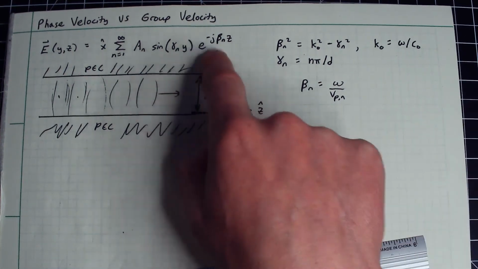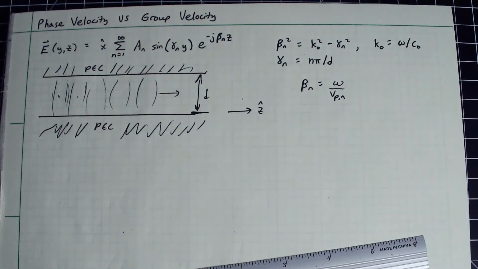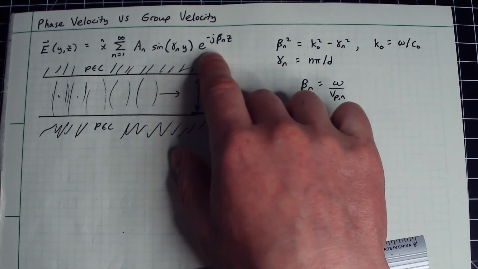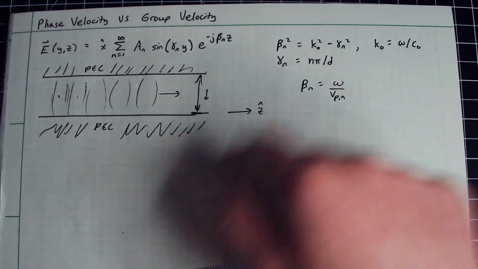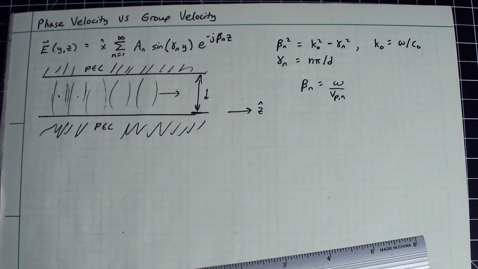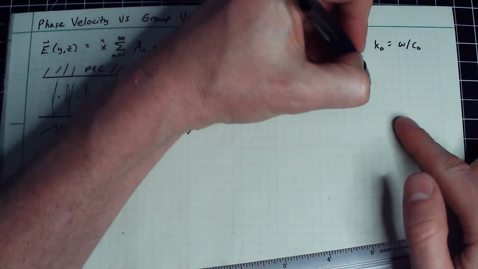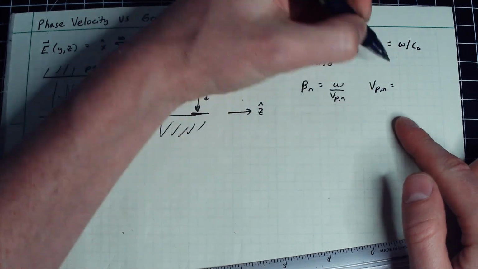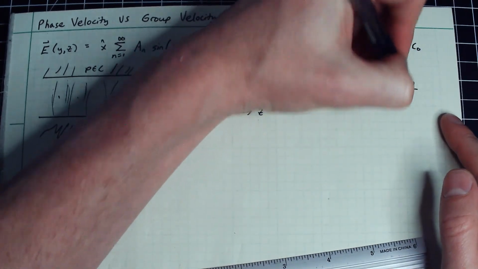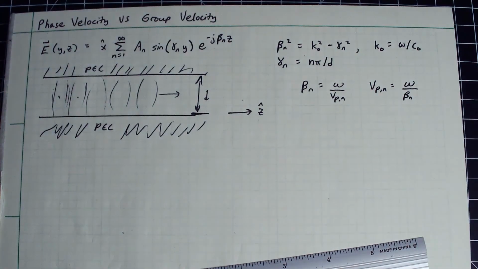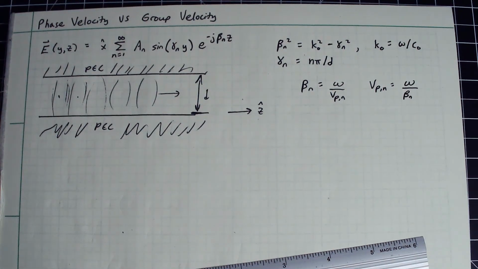And this mathematically follows from the definition of all this, acting as a cosine term with an omega t dependence in the time domain. So what this implies is Vp sub n is equal to omega divided by beta sub n, that propagation constant. Now everything seems all on the up and up, except something interesting happens.